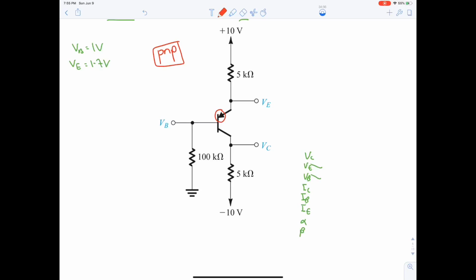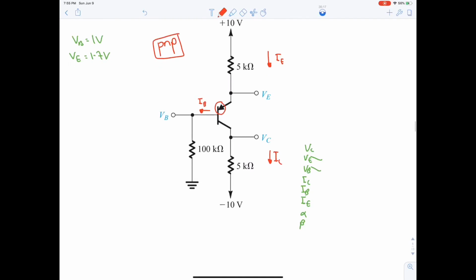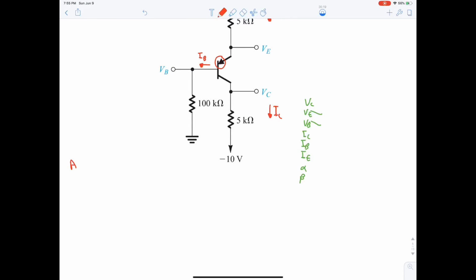Next step is to label. This is IE. Remember that E is always with the arrow. Here it's IC, and this is IB. IB is facing outwards because of the arrow. Moving on, we wrote the list. Next is to assume active.